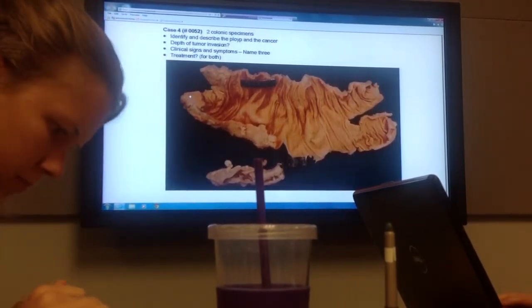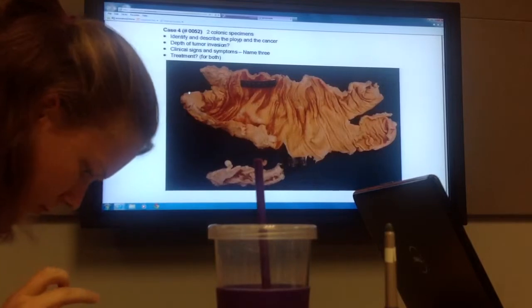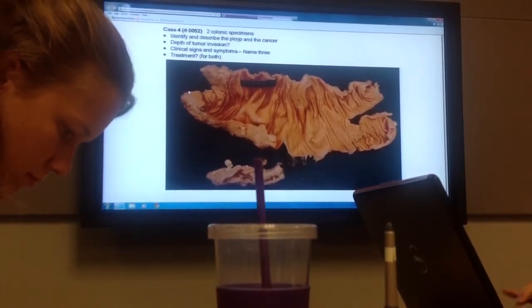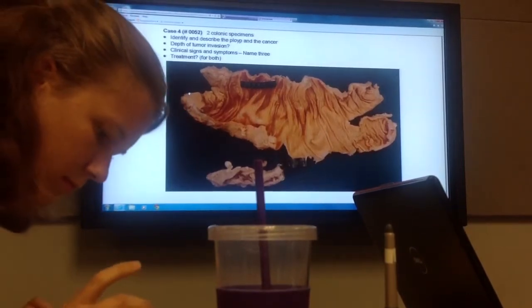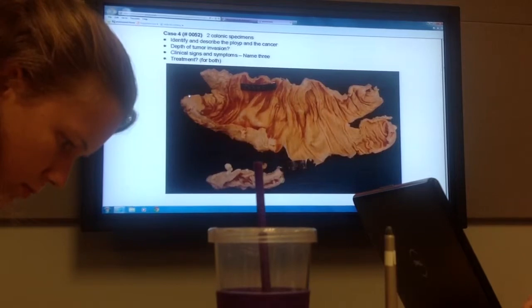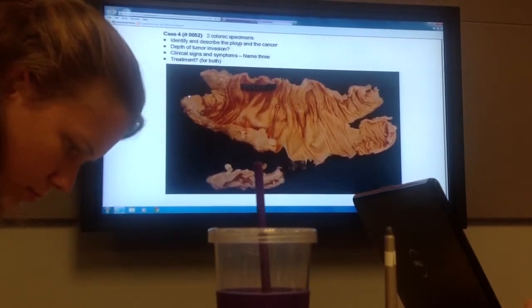So what symptoms might this person have had? Obstruction. Right, they might have been obstructed. Maybe some bleeding. Maybe they didn't want to eat, had weight loss, things like that. Okay, let me see.